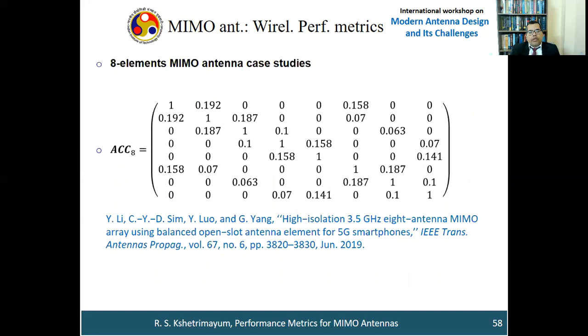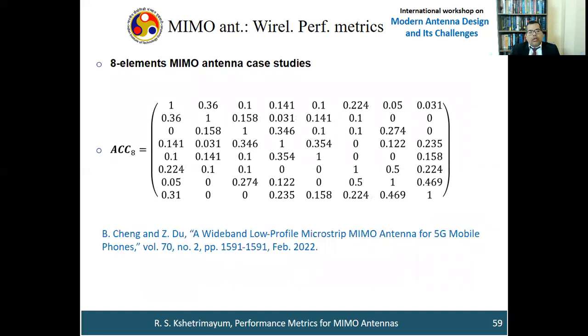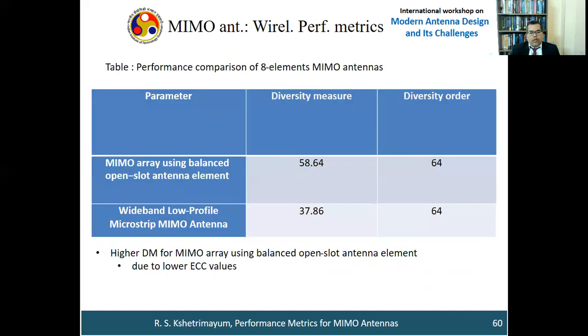This is an 8-element MIMO antenna case study. This is one of the very recent papers which has designed 8-element MIMO antennas for 5G smartphones. And from the calculated ECC values, we have filled out the antenna correlation coefficient matrix of size 8 by 8. Similarly, we have considered another 8-element MIMO antenna as a case study. This is a wideband low-profile microwave antenna designed for 5G mobile phones. And what is the diversity measure and diversity order for these two antennas?